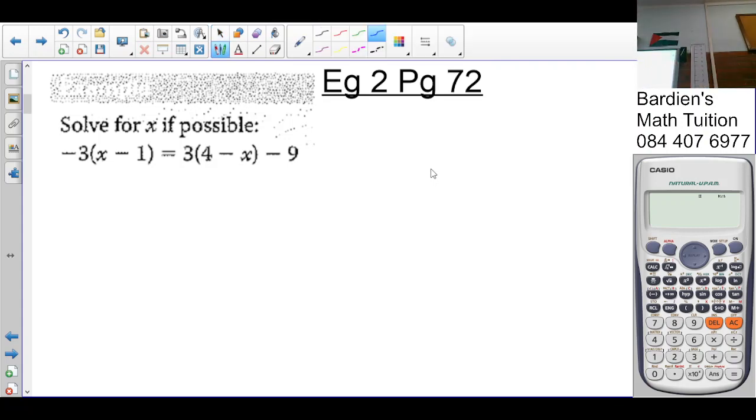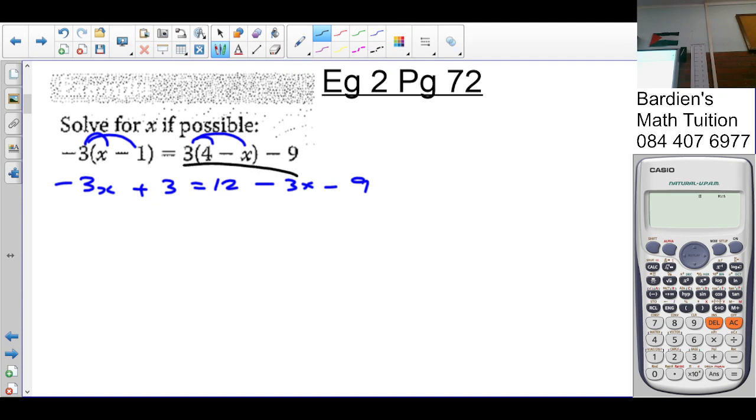So that is going to give us negative 3x. Negative 3 times negative 1, positive 3, is equal to 3 times 4, 12. 3 times negative 3x, negative 3x, minus 9. So what do I do now? X is one side, the constants on the other side. So we take negative 3x over and we bring 3 to the right hand side. So we get negative 3x plus 3x equals.